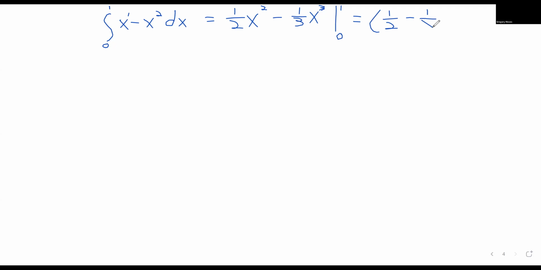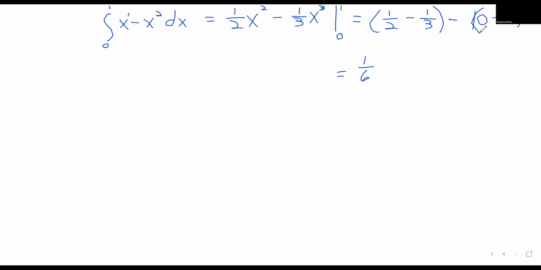Really, a lot of times, this is the most tedious part of the problem. If you've got 7 terms, you've got to stick 14 things into your calculator when you do the subtraction. But here things work out nice. You stick 1 in, you get 1/2 minus 1/3. You stick 0 in, you get 0. Let's see, 1/2 minus 1/3, 3/6 minus 2/6 is 1/6.